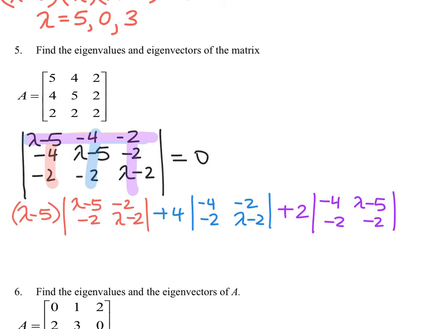Why is it minus 2? Yeah, oh no, I'm sorry, I screwed that up, because it's positive, then negative, then positive, then negative, right? Yeah, so there should be negative. Thank you. So, diagonal down minus diagonal up in each case. So we have the lambda minus 5 times lambda minus 5, lambda minus 2.